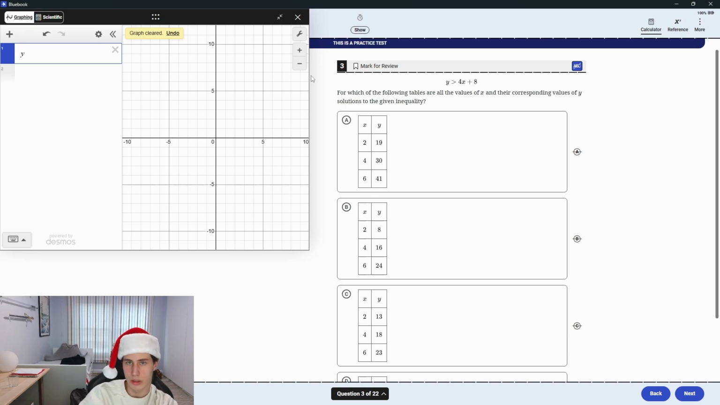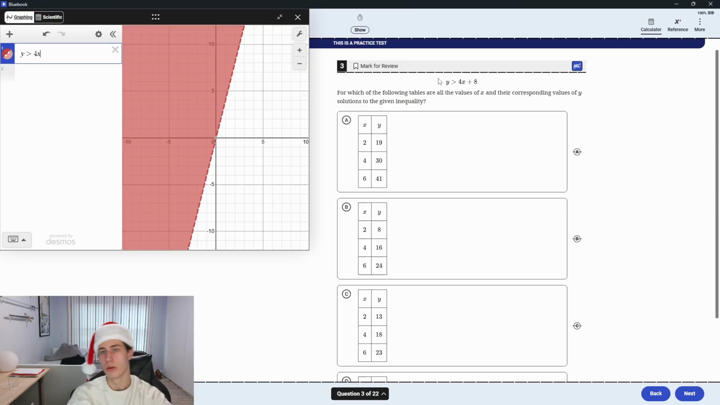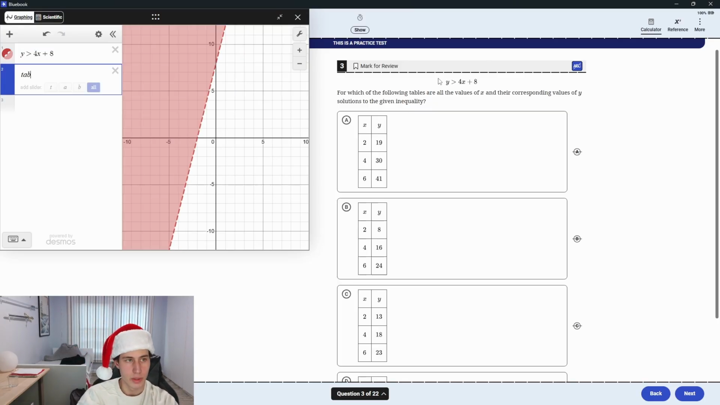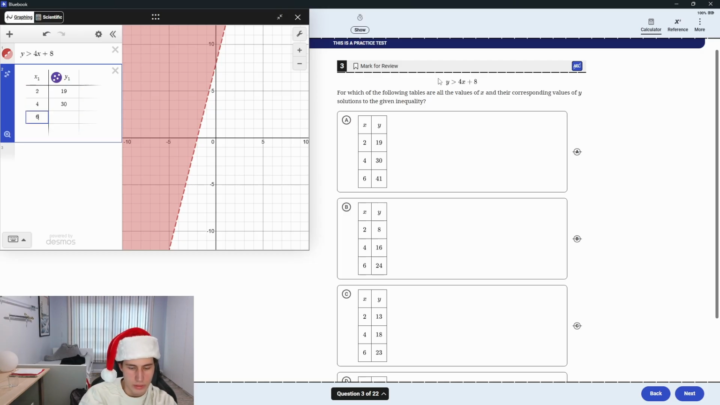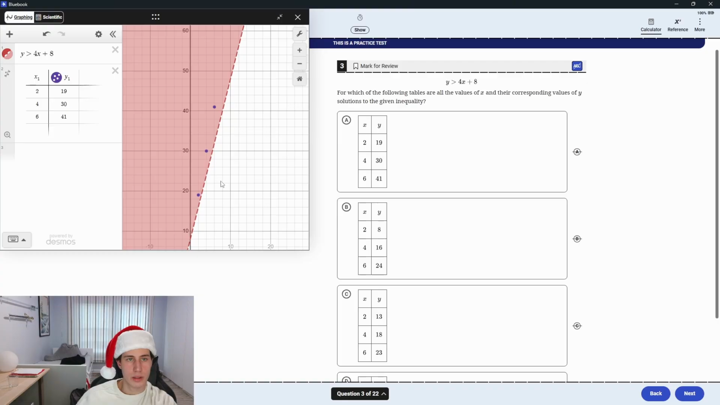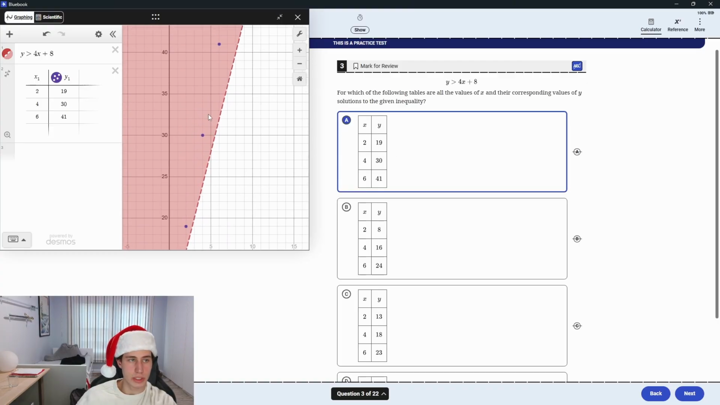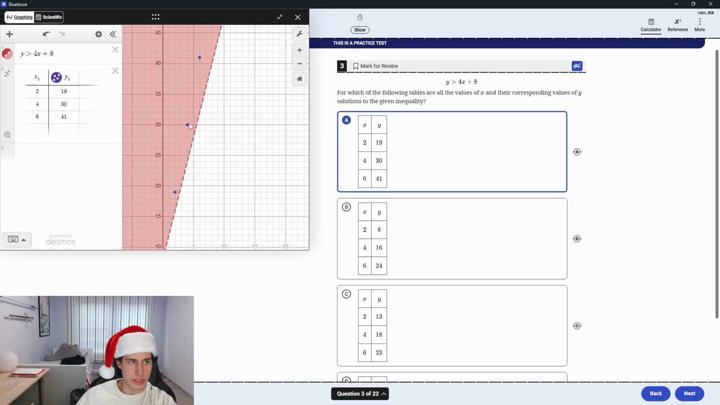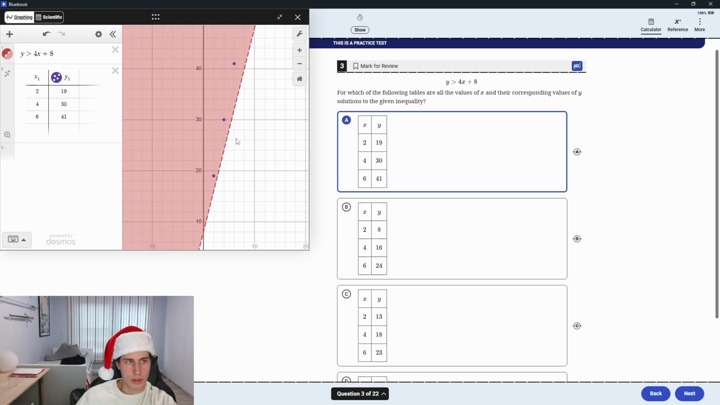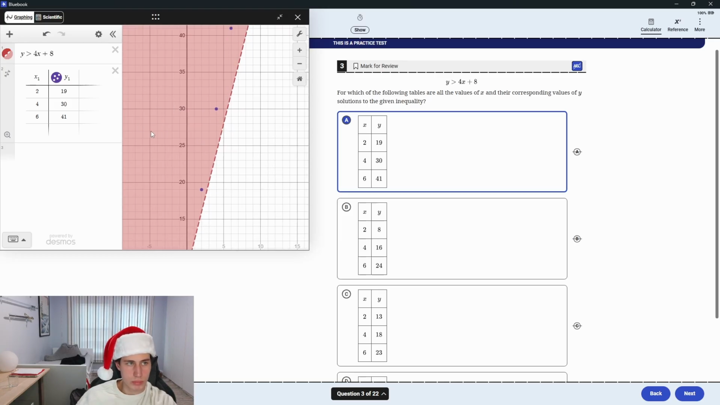So, which of the following values of x and y are solutions? So let's graph the inequality. 4x plus 8. Let's make a table. And we have 2, 19, 4, 30, 6, 41. Let's see. Oh, look at that. Perfect. This satisfies the inequality. All the points are on the red side of the line, the correct side. So that is true.